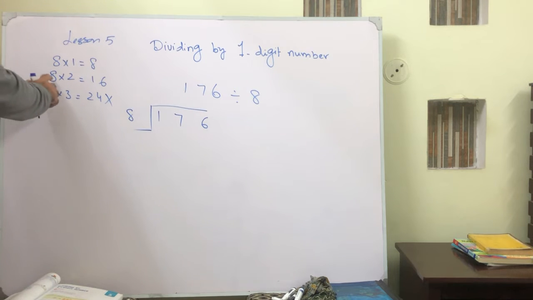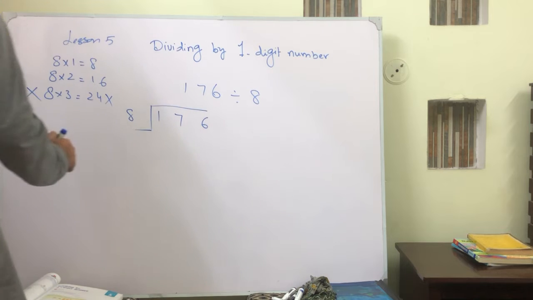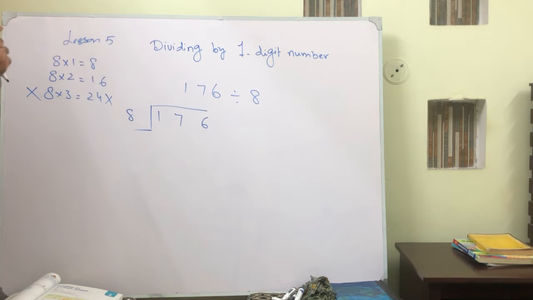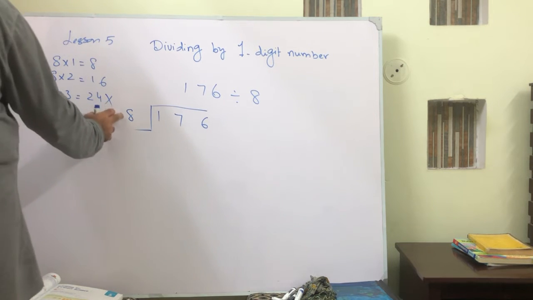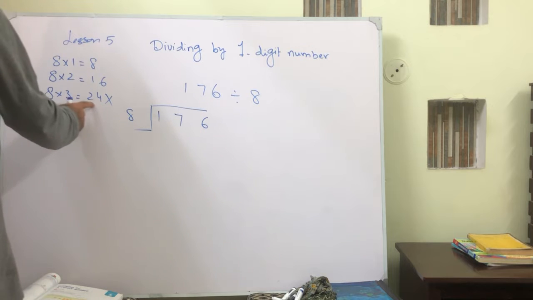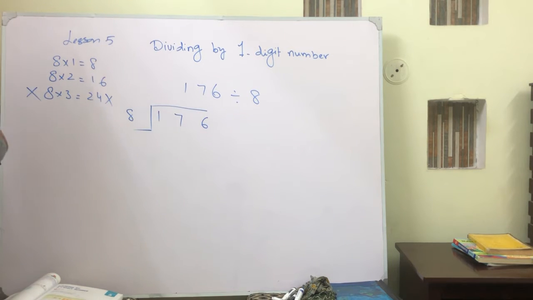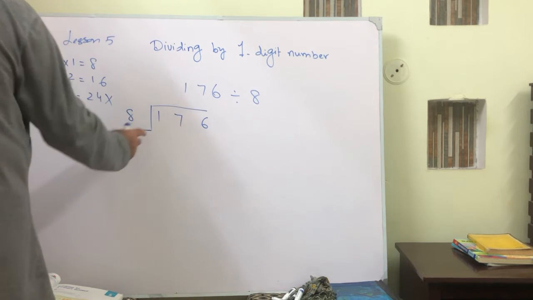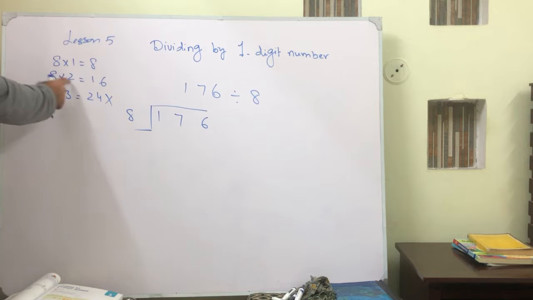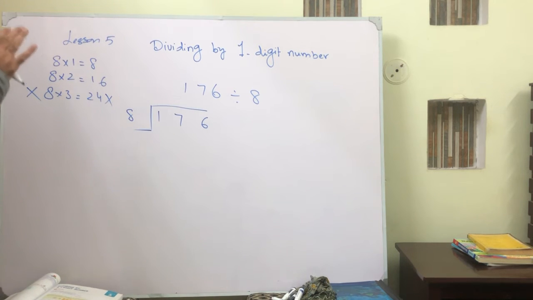Then 8 twos are 16. Yes, 16 is lower than 17. I told you that we need to follow the table of 8, so we need to see the result. When we have more than 17, we don't want to go for this one. This one, 24, is greater than 17. Then 8 twos are 16, and 16 is less than 17. Okay, so yes, we can go.